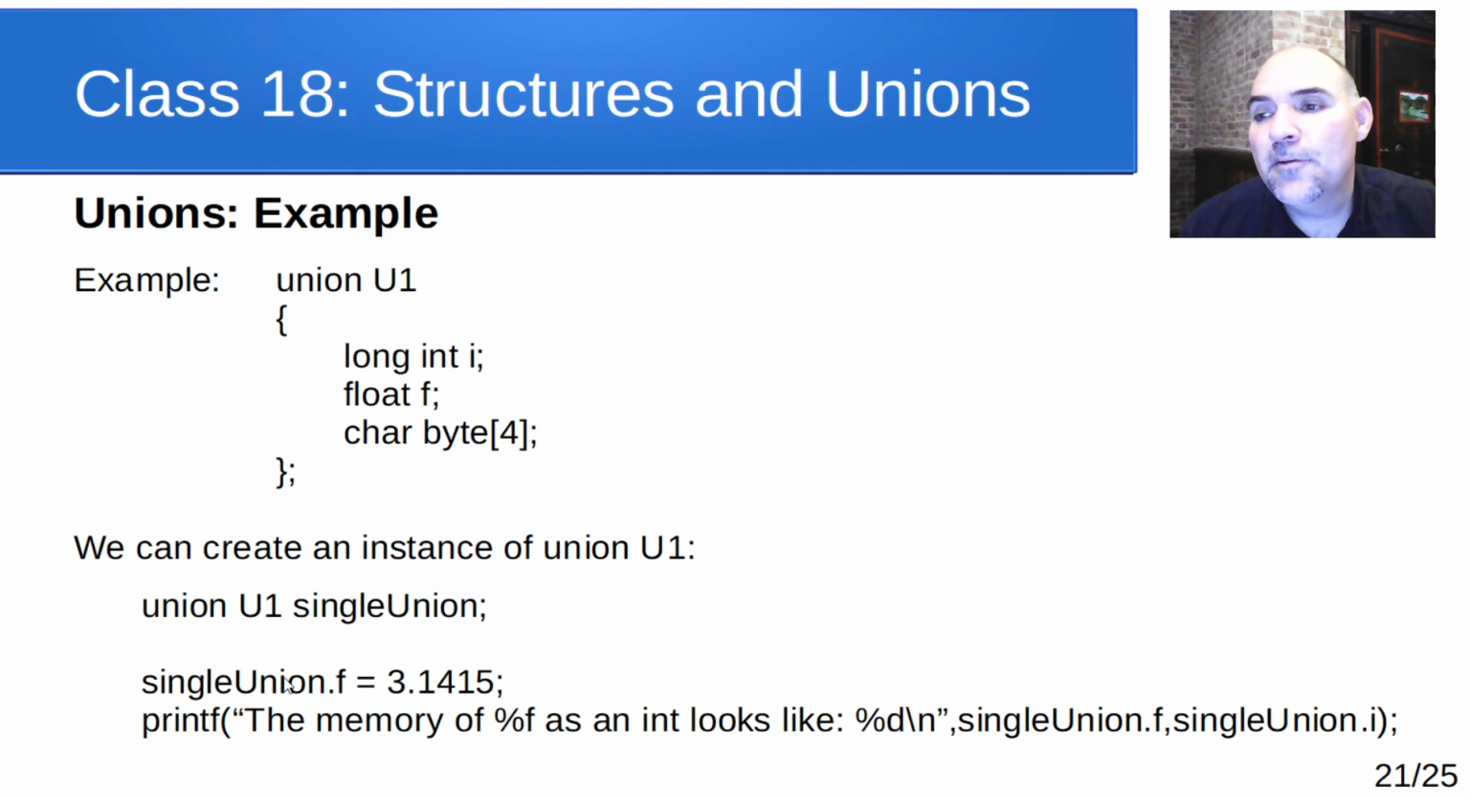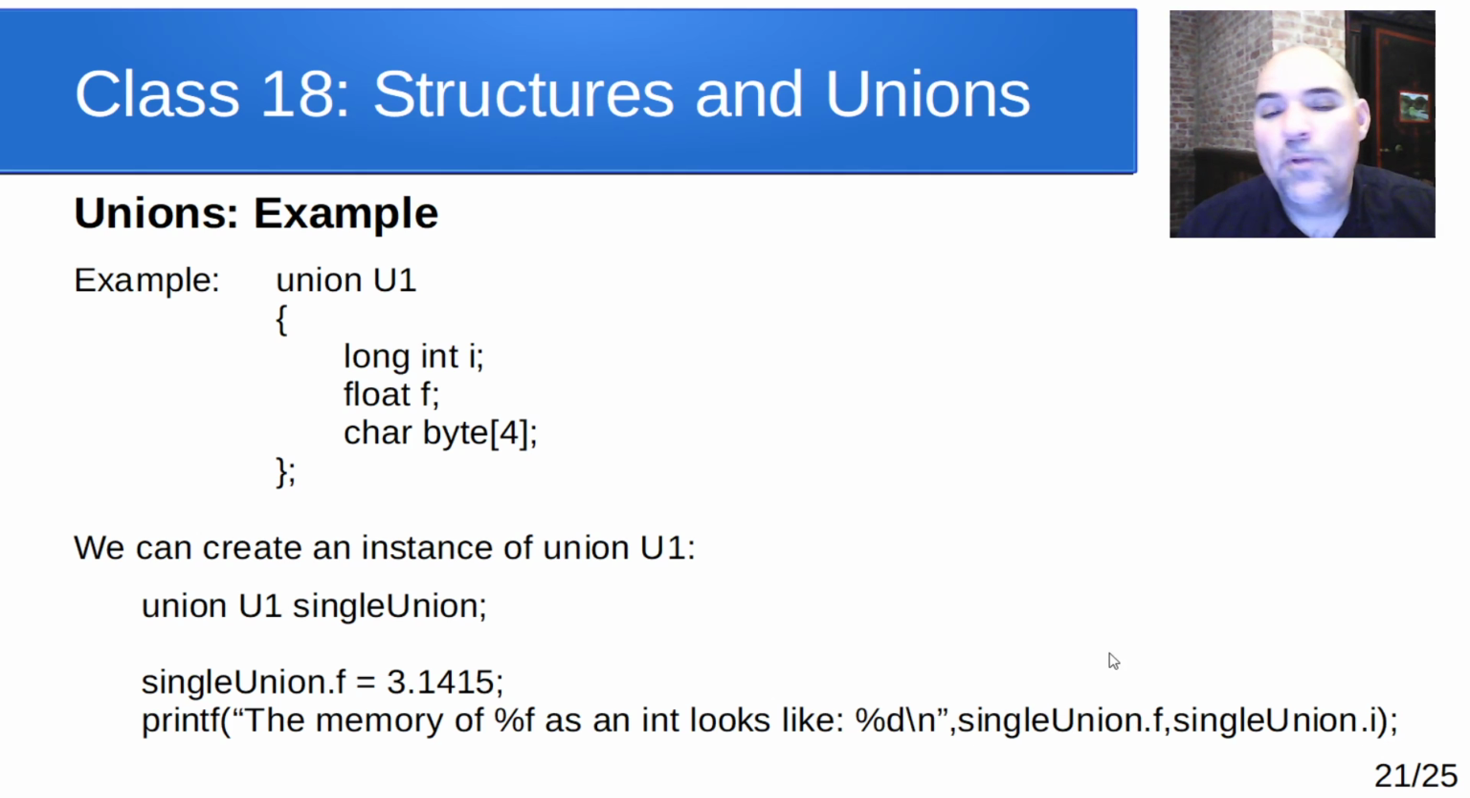Now if I say single union.f, notice this looks a lot like a structure, but it's this union we just allocated up here. Set it equal to 3.1415. We're accessing it through the float pattern of using those bytes. And now notice here though, I could say the memory of %f as an int looks like %d. And I could say access it as an f to pull the float out of it, access it as an int, a long int to pull the integer part out of that.